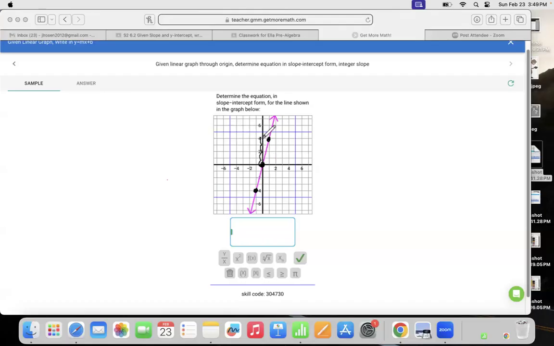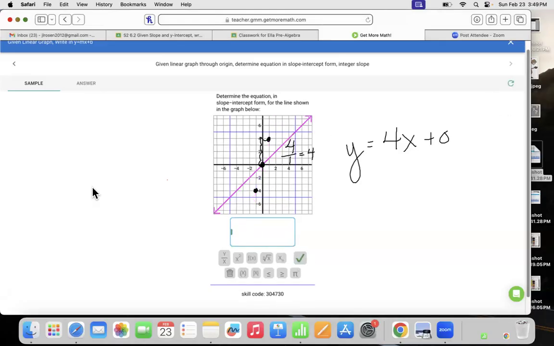1, 2, 3, 4 over 1. So 4 over 1, which equals 4. And again, it's going positive from left to right. So it's y equals 4x plus 0, because it crosses the y-axis at 0. But again, we're not going to write that plus 0. So just y equals 4x. Okay. So again, not really anything different. It's just making you go through and find the slope points.